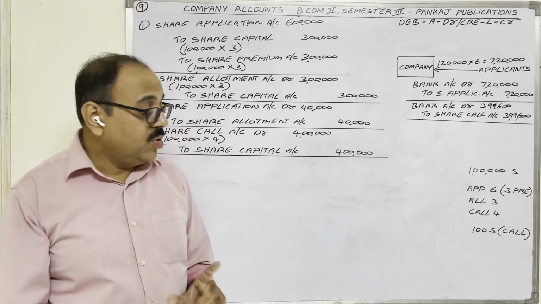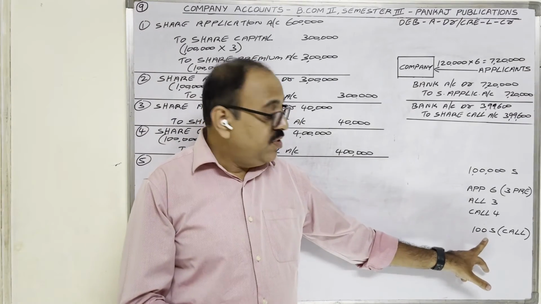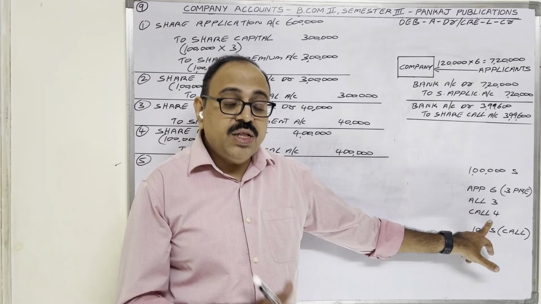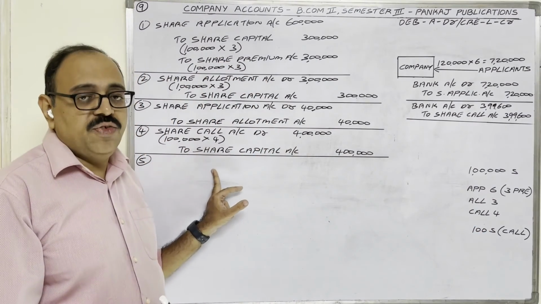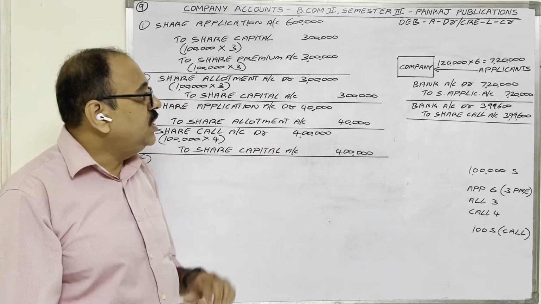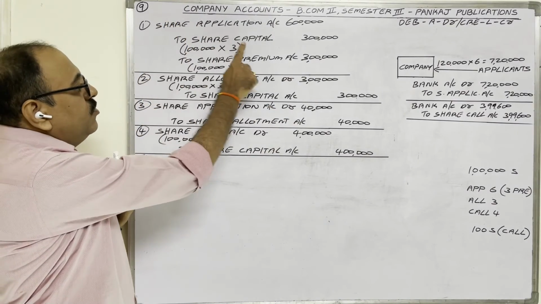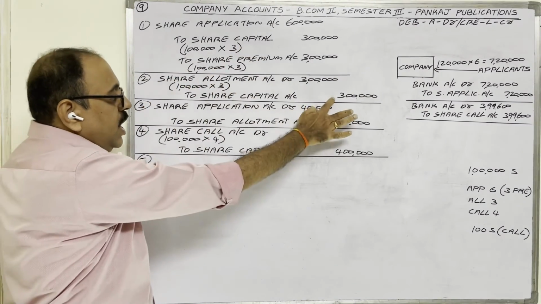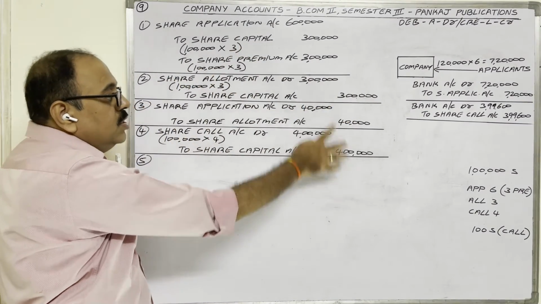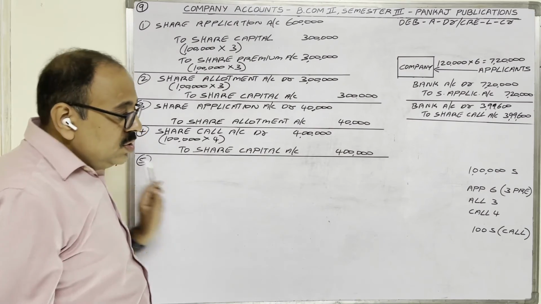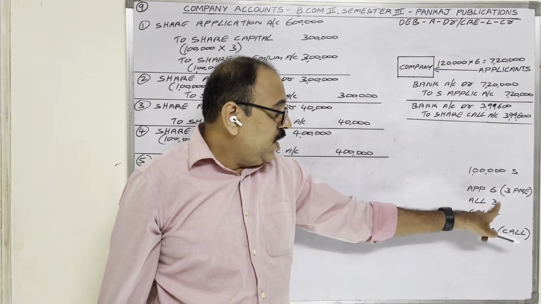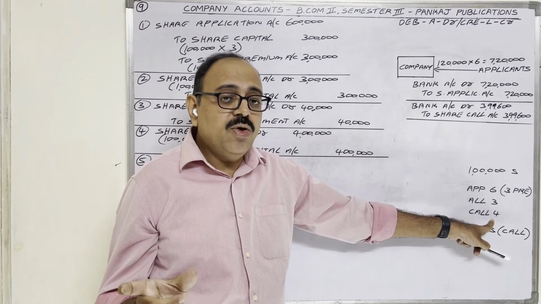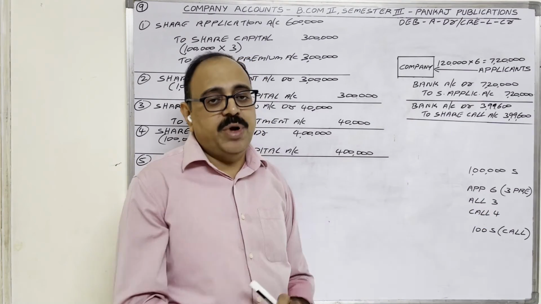One shareholder who is holding 100 shares failed to pay call money. His shares are forfeited. Now for that forfeiture, we have to write the journal entry. Once you observe the previous entries, in the first entry we have created capital with 3 lakh. Second entry, 3 lakh. Fourth entry, 4 lakh. Total, 10 lakh. 1 lakh shares into 10 rupees each. With the 10 lakh rupees, we have already created share capital account.